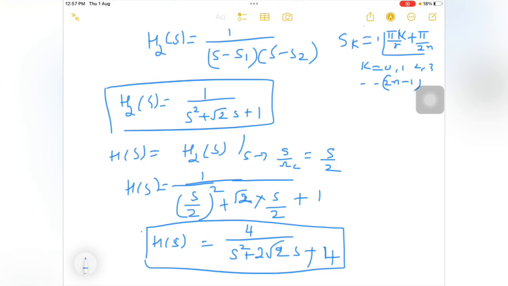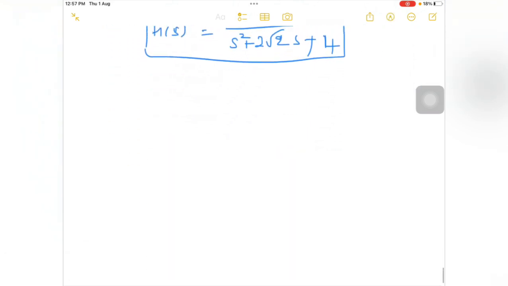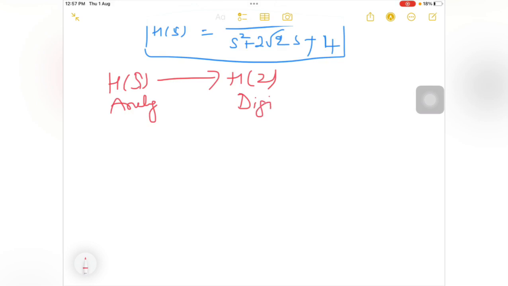Now we have to do the last step. It is the last step. Now very, very important, so carefully observe. Now we convert H of s to H of z. Now H of s is analog, H of z is a digital filter. So we have to use bilinear transformation. Okay, we have to use bilinear transformation.